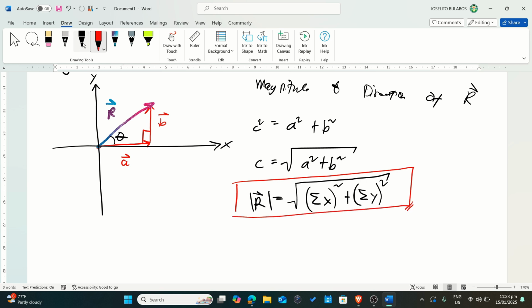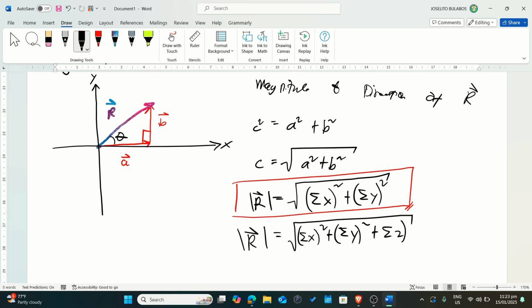This is in 2D. For 3D, this will become the square root of the summation of x squared plus the summation of y squared plus the summation of z squared. Okay, this is for 2D, this is for 3D.